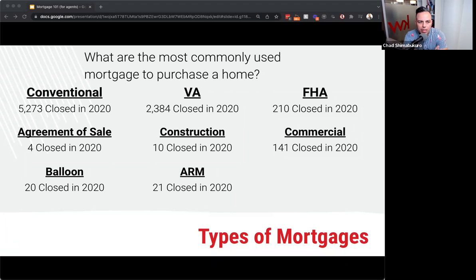Now, by the way, it doesn't mean that someone's not a veteran and used a conventional loan. They could have already. With a VA loan, you can't keep using it over and over and over again while loans are currently in place. That's called entitlement, the VA entitlement. So you have to have that entitlement freed up.